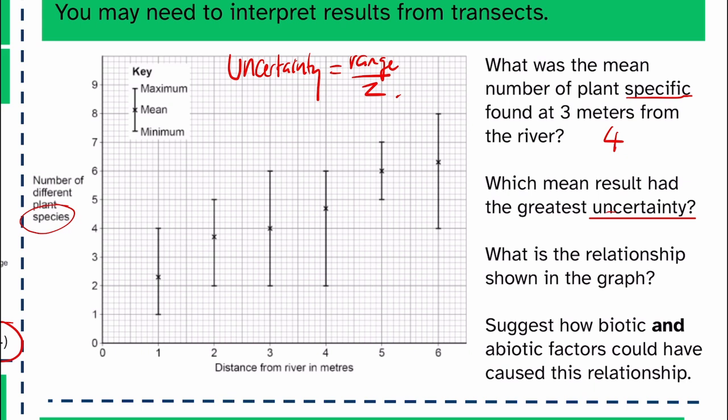So we can see that this one, and this one have all got the same length error bars. They're all 4. So actually there isn't one result, it's 3, 4 and 6 have all got the same level of uncertainty. So it's just the range divided by 2. So 3, 4, and 6. A better question would probably be which result had the lowest uncertainty. So you can see that this one here has got a very small error range. So therefore, this is the result that is probably going to be the most accurate.